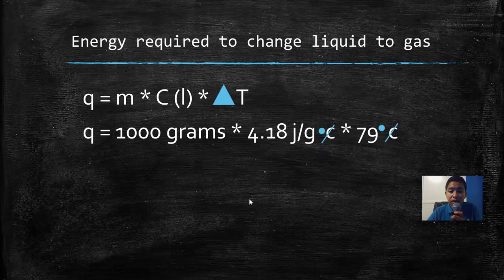So when we multiply, the units of degrees Celsius end up canceling, and the units of grams end up canceling out as well. We are just left with the units of joules, and we end up with 330,220 joules. And that's the energy required to change our liquid into gas.